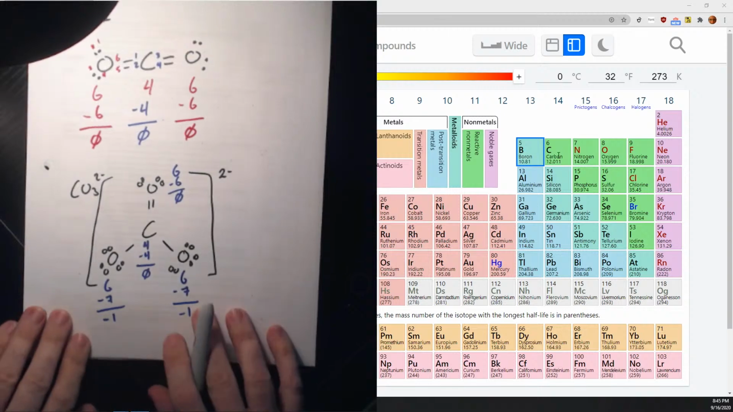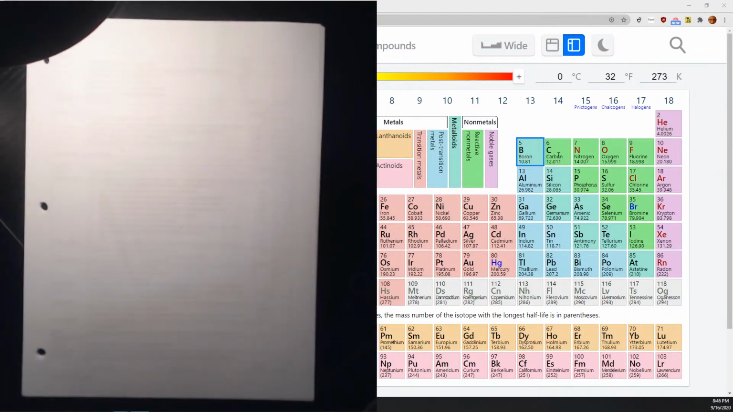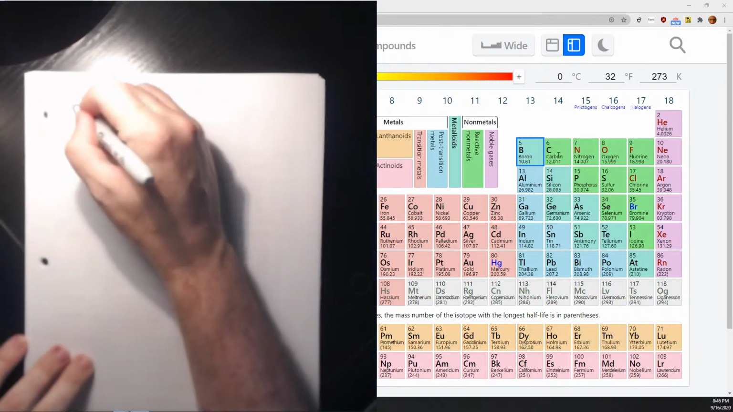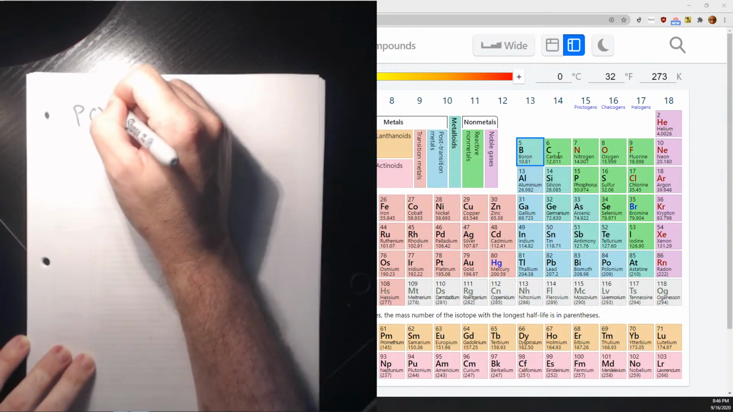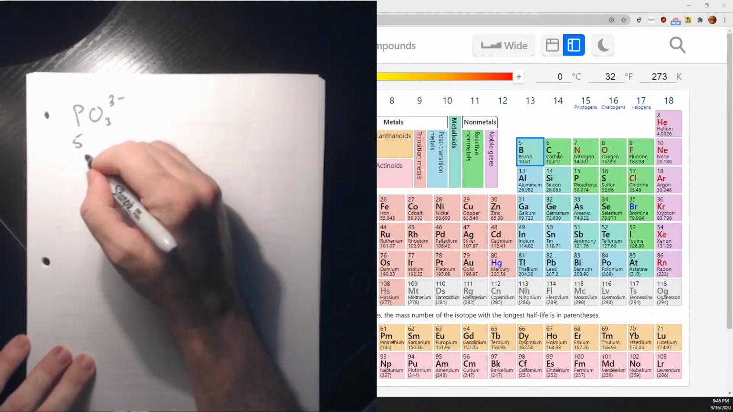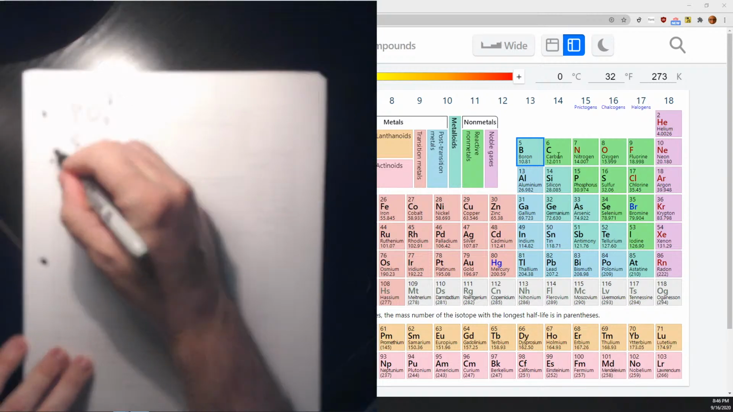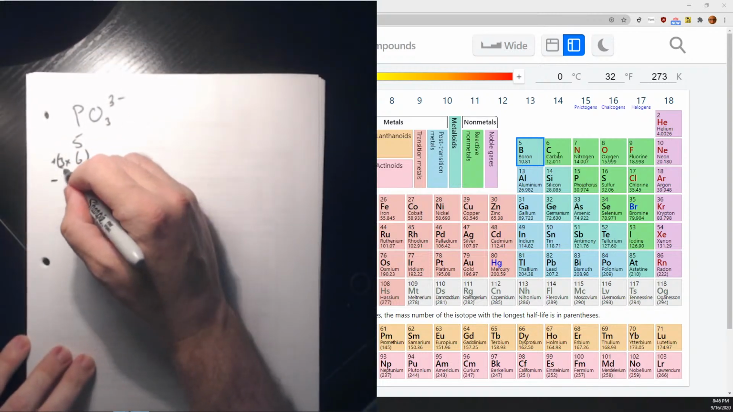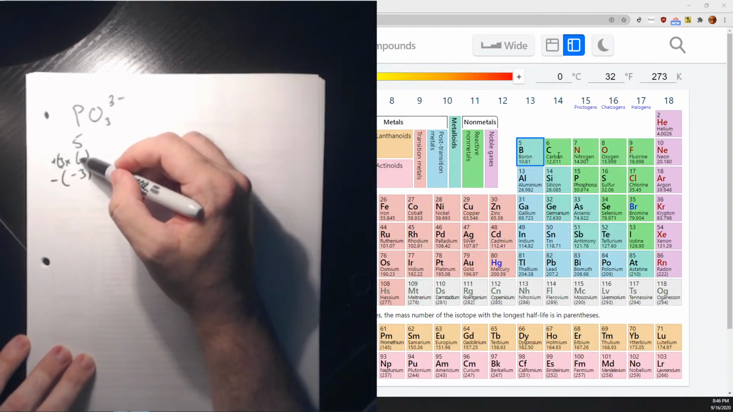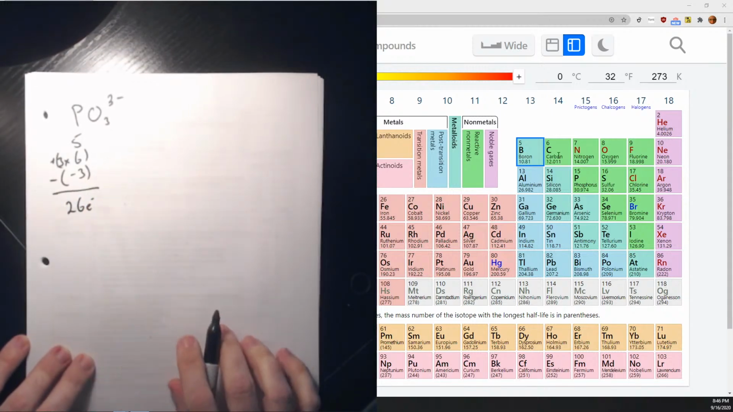So now let's look at a structure that we can fix. Let's look at phosphite. Phosphite, another polyatomic ion, is PO3 3-. Phosphorus gives us 5. We have 3 oxygens giving us 6 each. And then we have a -3 charge. So 5 plus 18 is 23, plus 3 means we have a total of 26 electrons.